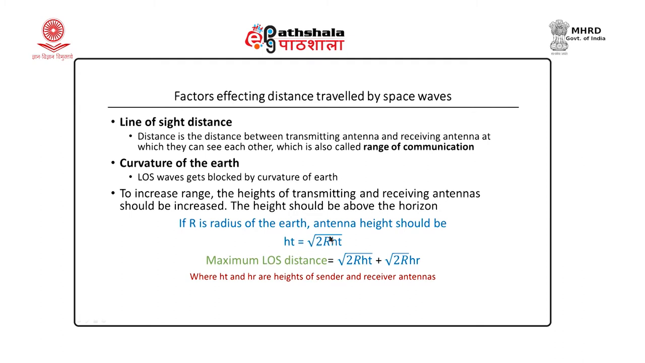And if I use this type of antenna, the maximum line of sight distance I will be able to achieve is under root of 2 R H_T plus under root of 2 R H_R. Please note that these T's and R's are all subscripts. So, H_T stands for the height of the transmitting antenna and H_R stands for the height of the receiving antenna.